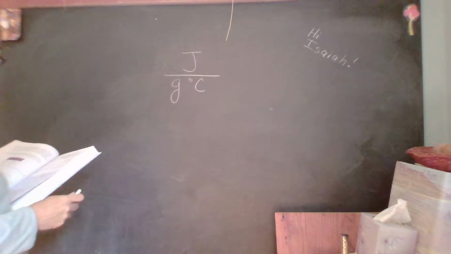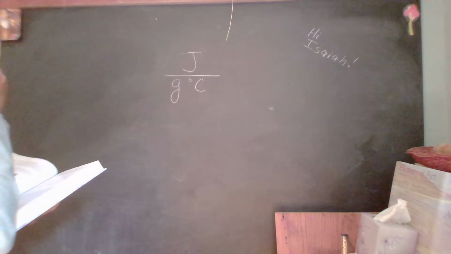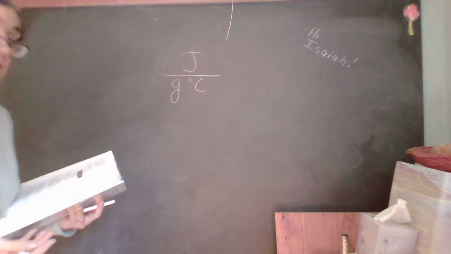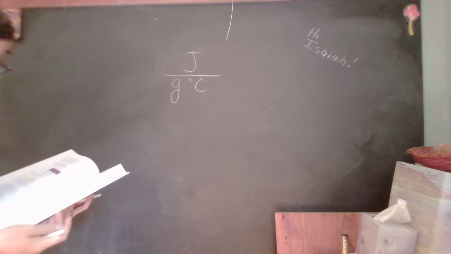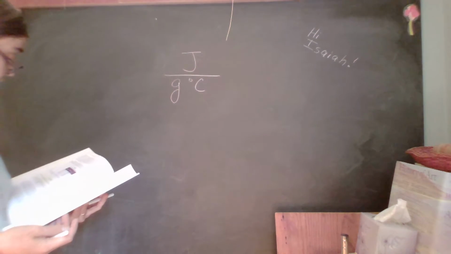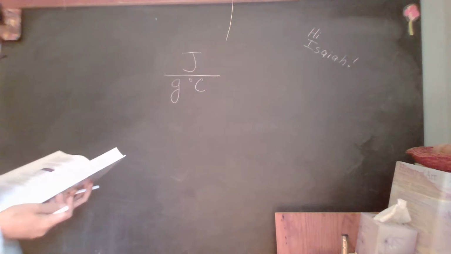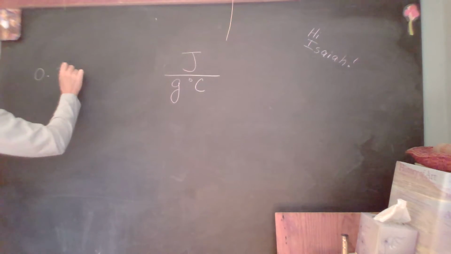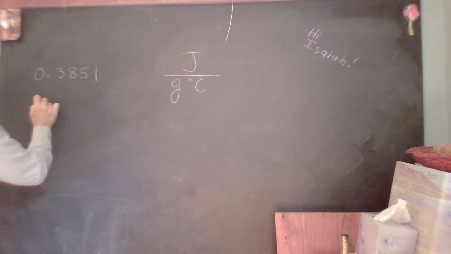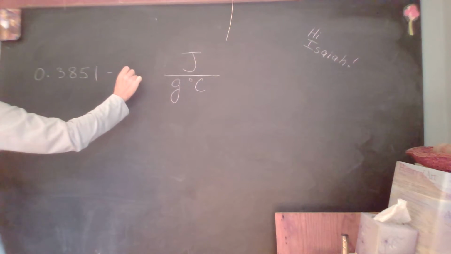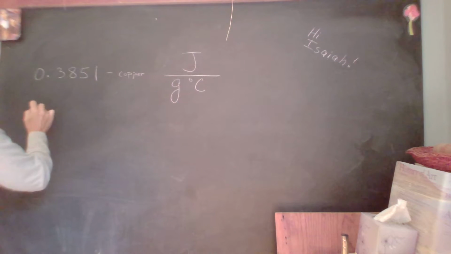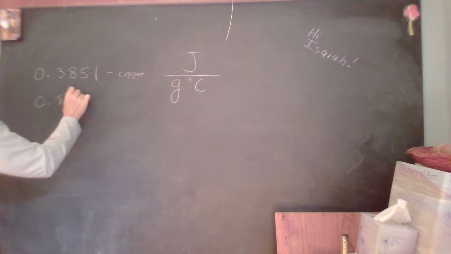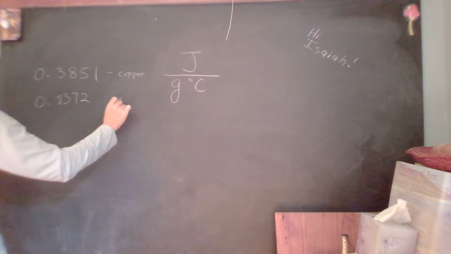Okay? So looking at table 2.1 and on your own 2.4. 2.4 says, and I'm going to correct the grammar of the question, which substance takes less energy to heat up, copper or glass? Well, copper's specific heat is 0.3851, and glass is 0.8372.